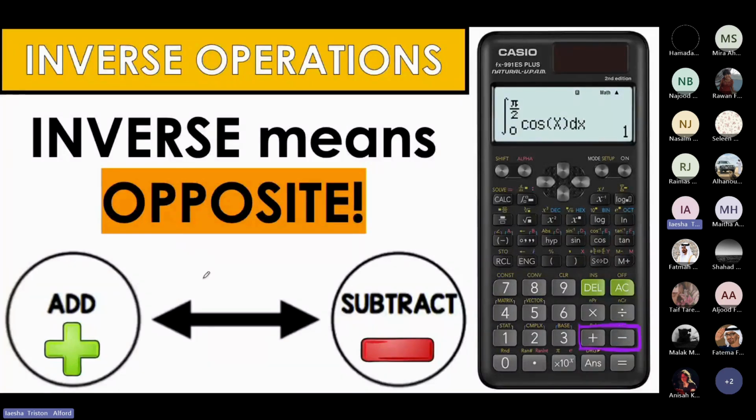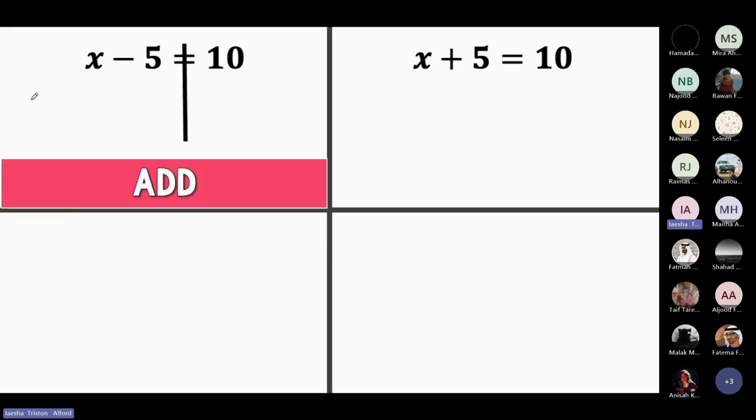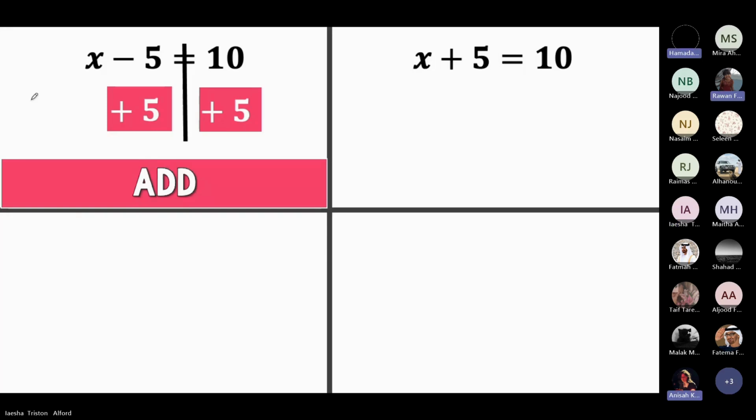So again, if you see add, you should make subtract. If you see subtract, you should make add. Here, the first equation, how do we solve it? Add 5 to both sides. The next equation, how do we solve it? Subtract 5 on both sides.